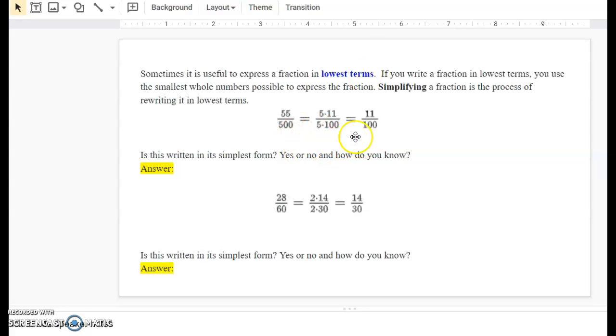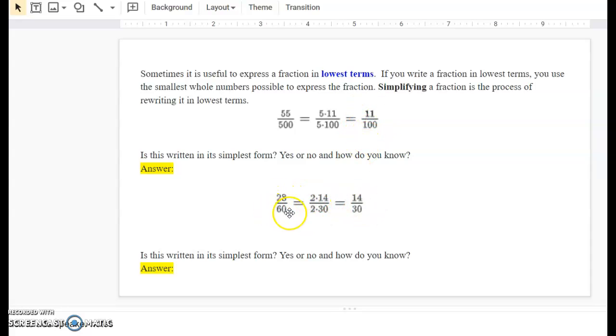Here's one simplified fraction, 55 over 500. If you do the factors of 55 and 500, the factors are the numbers that you multiply to get to that number. The greatest common factor between them, the largest factor they have in common, is 5. So if you take 55 divided by 5 and 500 divided by 5, you get 11 over 100. Is that written in its simplest form? Yes or no, and how do you know?